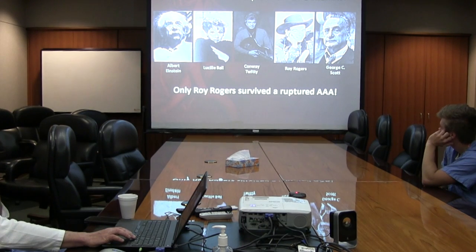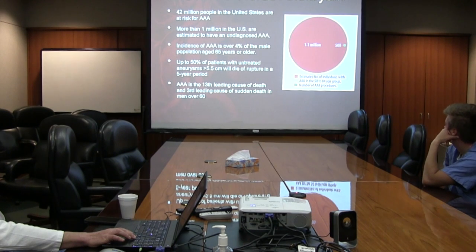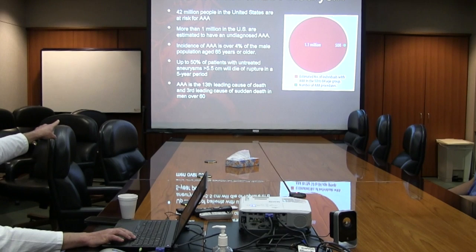So, all these famous people had aneurysms. Roy Rogers is the only one that survived his rupture. Right, that's what we said, 75%. If you look at the red, those are the number of people who are at risk for aneurysms. The little green dot is the number of people who are treated. That's crazy. That's why I harp on it so much. I'll show you in a second. There's your 50% die in 5 years, 13th leading cause.